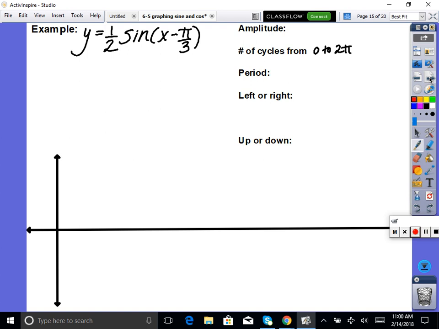So here we go. We would say our amplitude's a half. So on your graph, I definitely know I need to go up a half unit and down negative a half. Then the number of cycles from 0 to 2 pi. Well, isn't b 1? So there's one cycle from 0 to 2 pi: 0, max, 0, min, 0. There's only one of those, and that's over 2 pi. So our period is 2 pi divided by b, which is 2 pi divided by 1, which is 2 pi, which makes sense. If there's only one cycle from 0 to 2 pi, the length of that would be 2 pi. And then we are shifting. Since that's just a 1, we're good to go. Aren't we shifting right pi thirds?